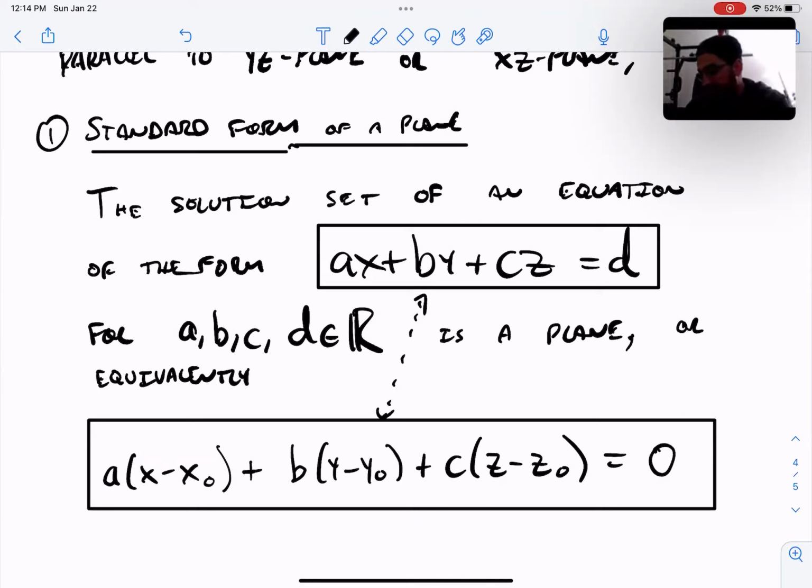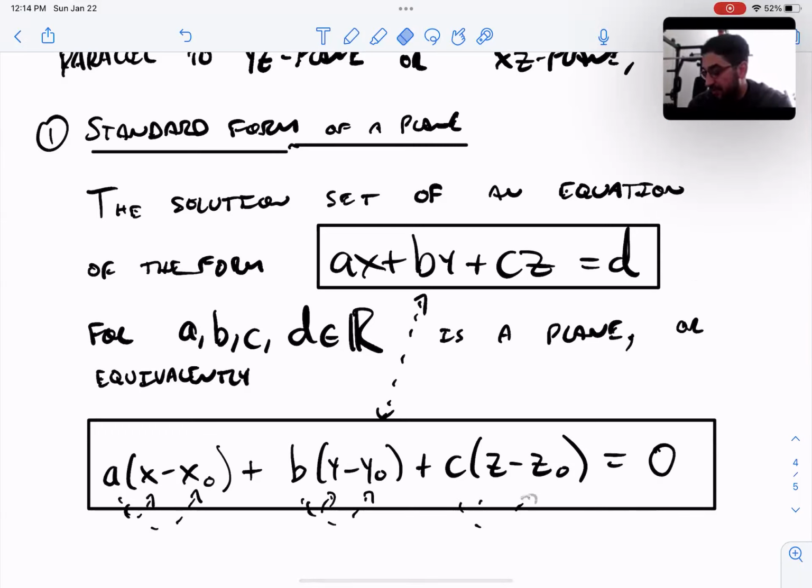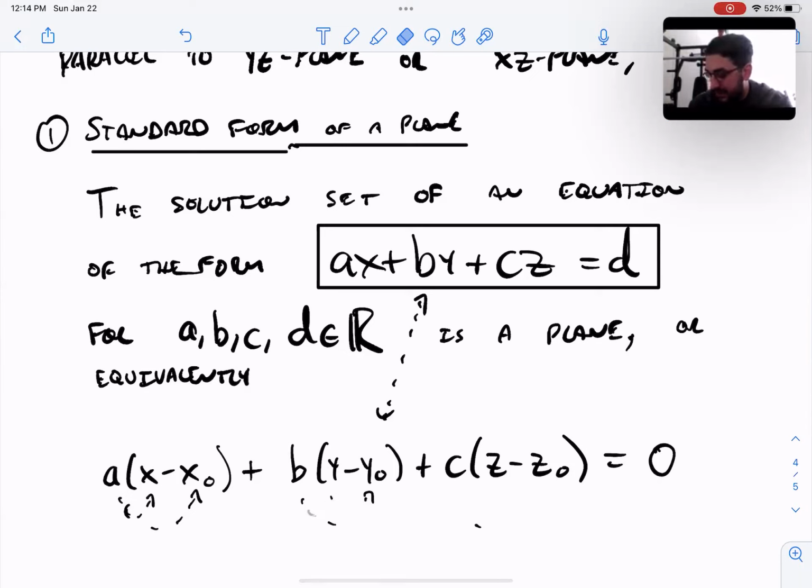The bottom form, you can imagine if you wanted to get it into the top form, you could just distribute the a through the x and through the x naught, distribute the b through the y and through the y naught, and distribute the c through the z and the z naught, and then take all the constants and subtract them over to the other side of the equation, and then the equation would look like this, right? So a little bit of algebra can morph one into the other, right? They're totally equivalent forms of a plane equation, right?